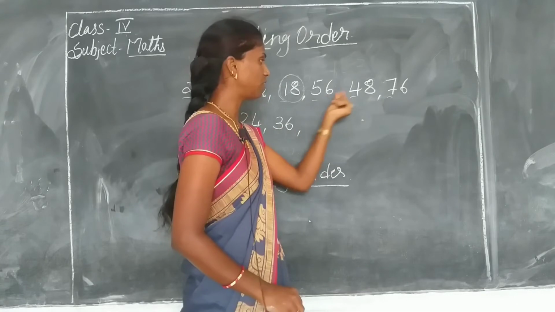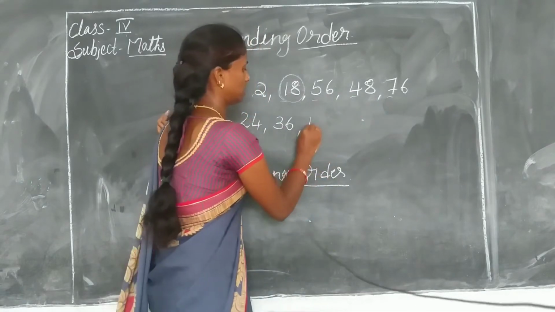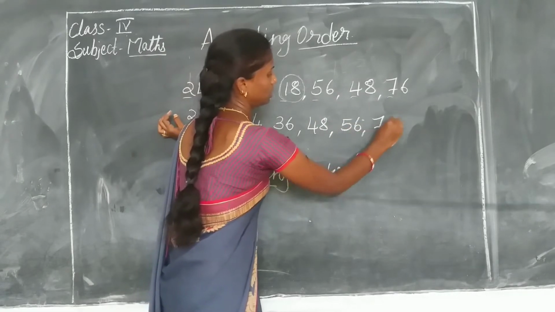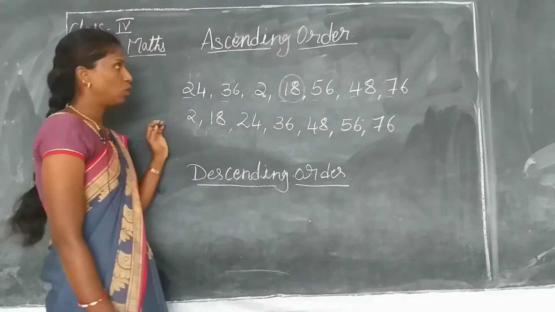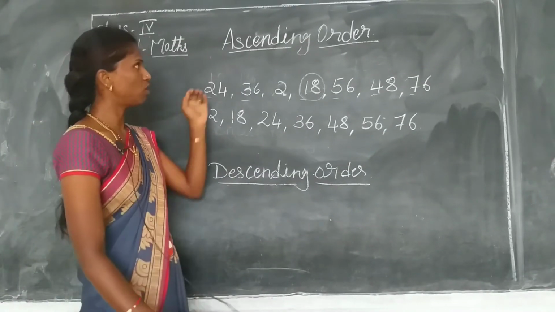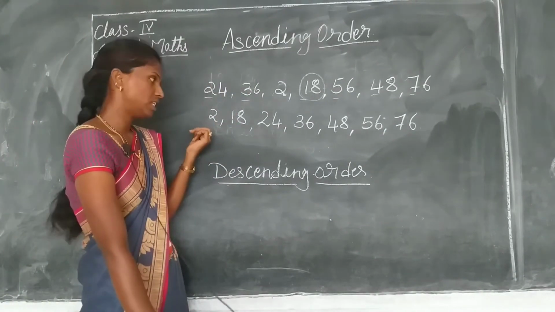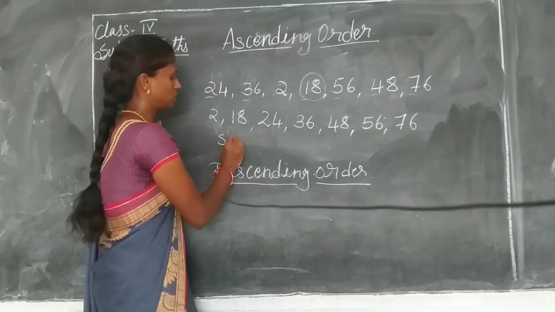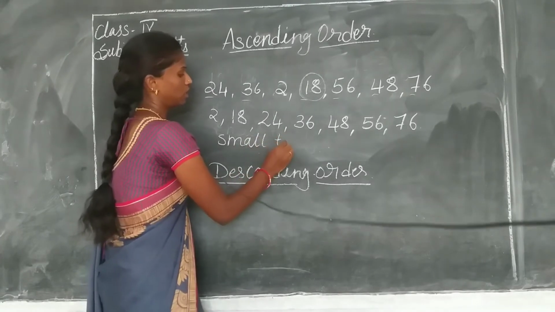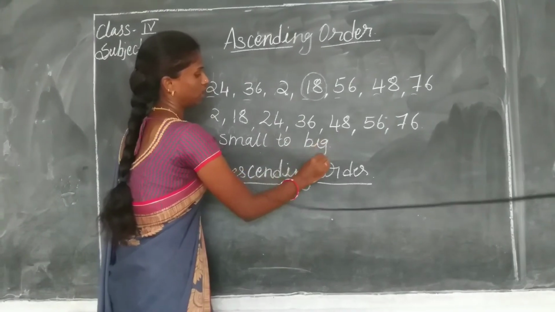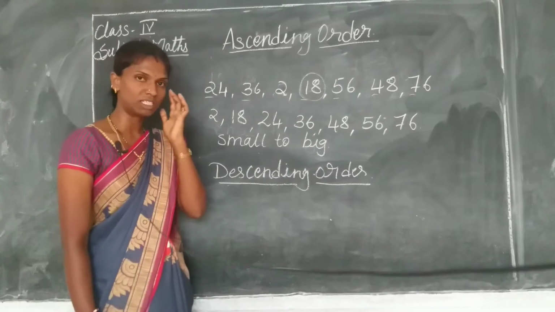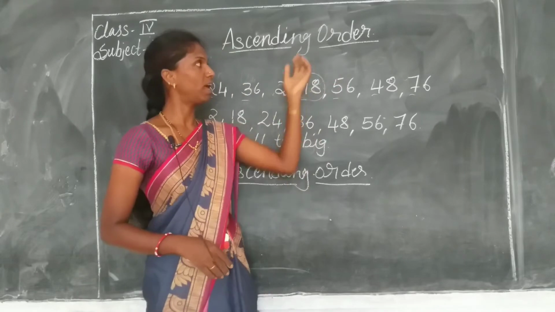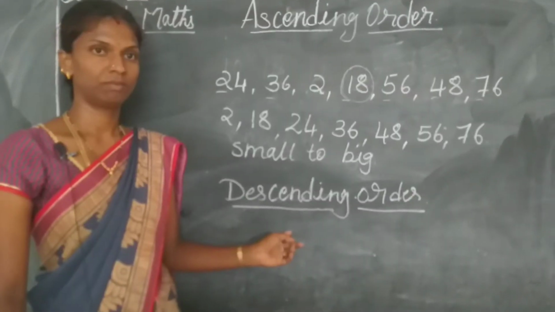So which is the least? The first digit, here 48. 4, 48, here 56, the remaining value is 76. So using these also the numbers are arranged from smaller to bigger. So the ascending order is smallest to biggest; you have to arrange the numbers small to big. So what is the ascending order, children? The numbers which are arranged from smaller to bigger are called ascending order.